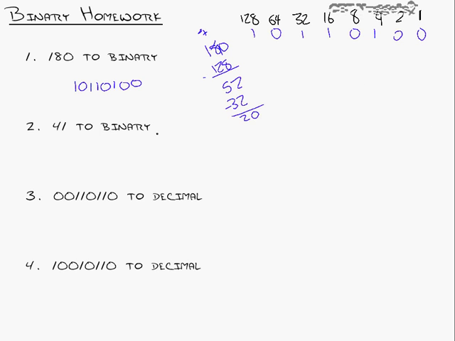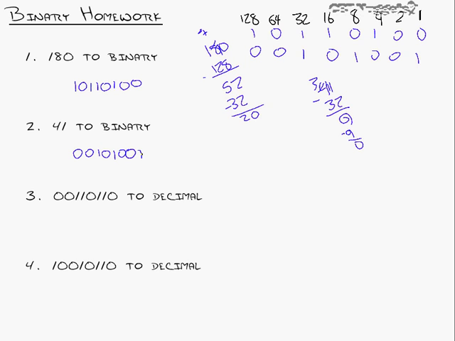Second one, 41 into binary. So I'll just keep these up here and work below. 41, I'll say 0, 0, 1. That's where our first subtraction can come in. 41 minus 32 is 9. So we have 9 left over. 0, 1, 0, 0, 1. Just an 8 and a 1 will give us our 9. Subtract that out, we have 0. So the binary equivalent of 41 should be 00101001.